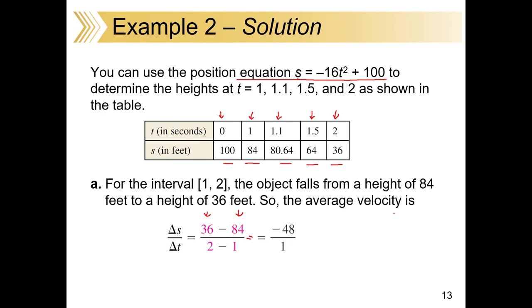Negative 48, or negative 48 feet per second. Remember, we were finding the average speed over that interval from 1 second to 2 seconds. We don't care what happened from the time you dropped the ball. It's what was the average speed between 1 second and 2 seconds.